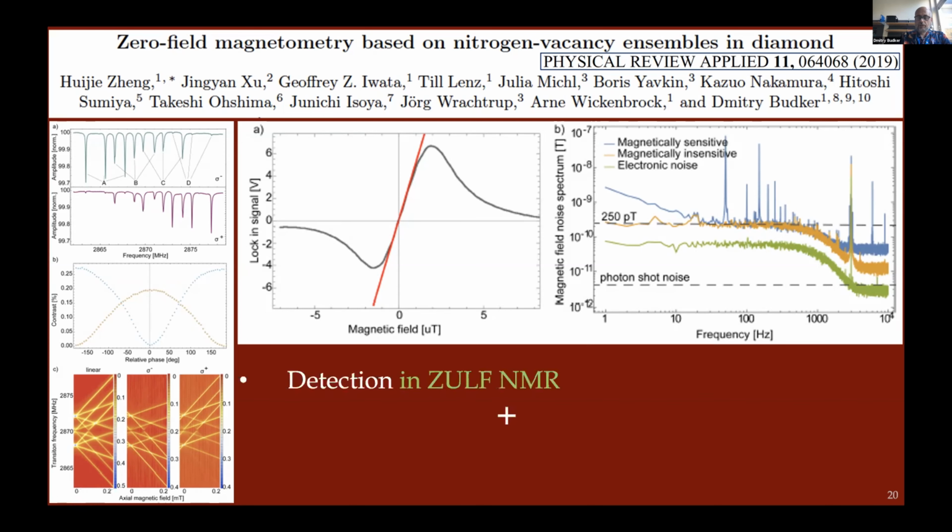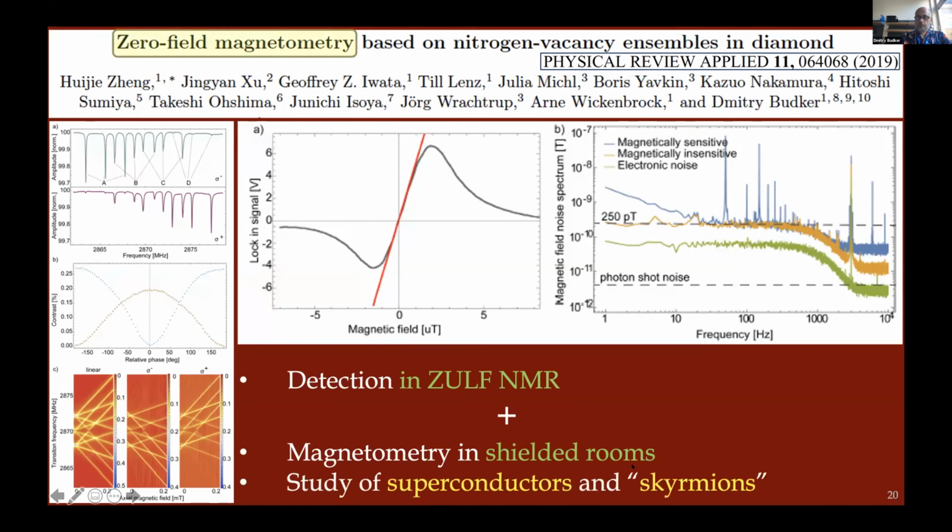Now, why would you want to do this? Why are you interested in these magnetic fields? Well, there are many reasons. Our own motivation comes from doing a particular kind of nuclear magnetic resonance measurements called zero to ultralow field NMR measurements. But other people may be interested in this as well. For instance, a lot of magnetometry for biomagnetic fields, for instance brain magnetometry, is done in shielded rooms, and there the field is also near zero. So this could be very useful.